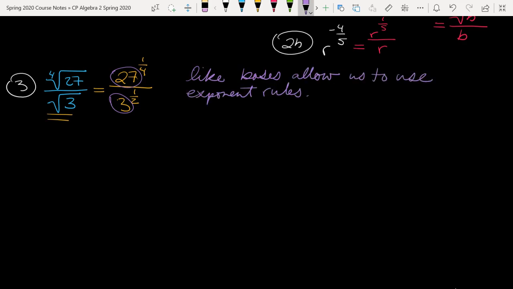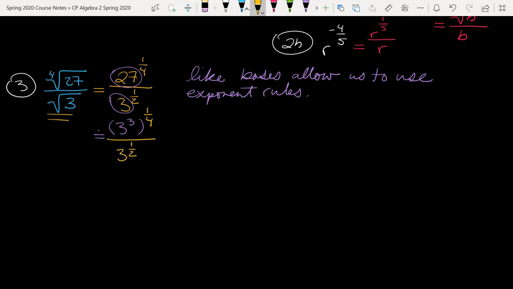Because when we have like bases, that allows us to use the exponent rules that we know. Adding exponents, subtracting exponents, multiplying exponents. So if we can get 27 in terms of 3, that's really going to help us simplify this problem. So 27 in terms of 3, well, that's 3 cubed. Now we have that raised to the 1/4 power. All of that still over 3 to the 1/2 power.